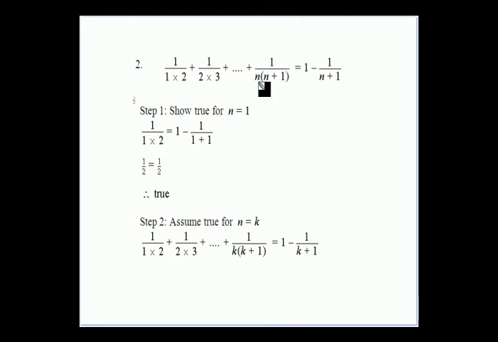So, second question here. Again, this time it's just the sum of 1 over the product of consecutive integers, which would be equal to 1 minus 1 over n plus 1. Again, start with n equal to 1 and show it's true. So 1 times 2, and 1 minus 1 over 1 plus 1, we show that substitution. It comes down to a half is equal to a half, so it's true for the first term. So assume it's true for n equal to k, so the sum to k terms on the left-hand side is equal to that right-hand side.